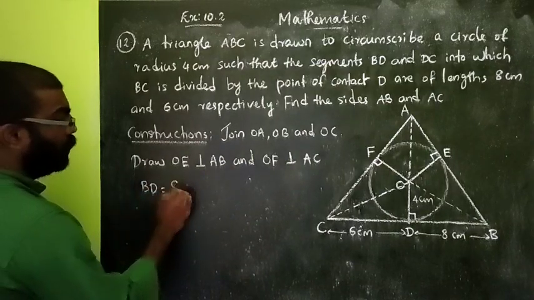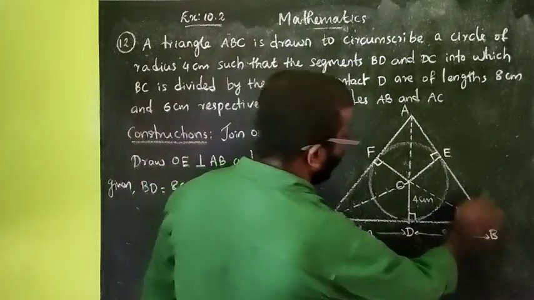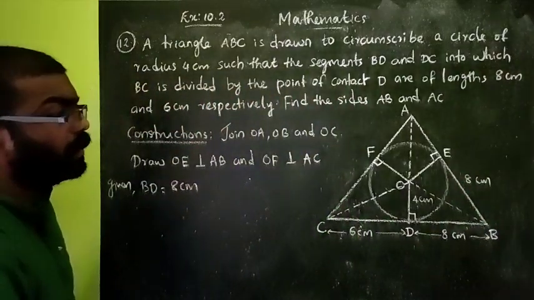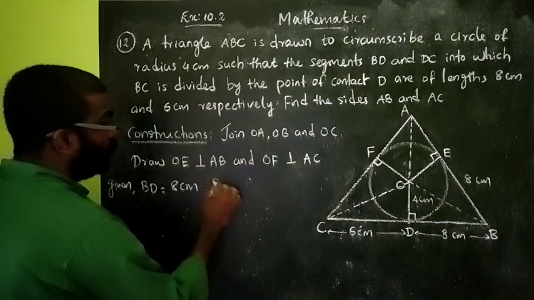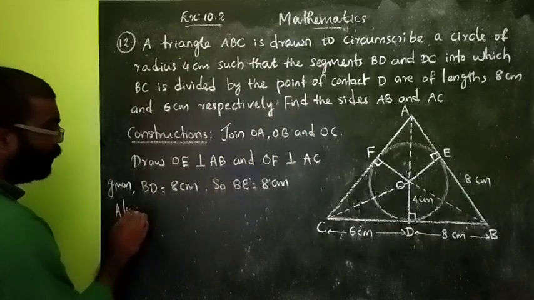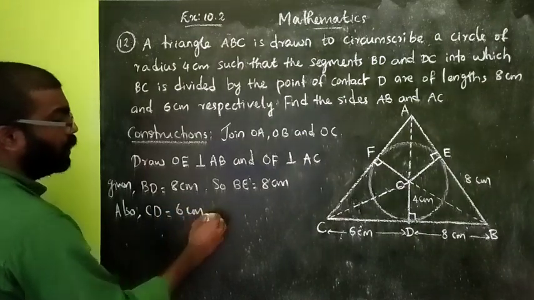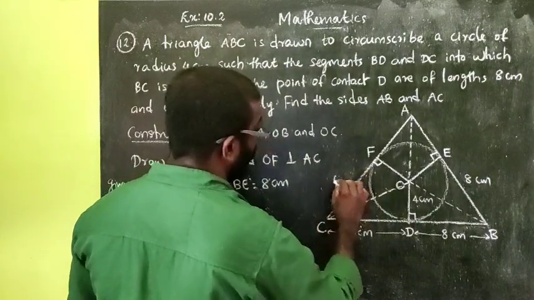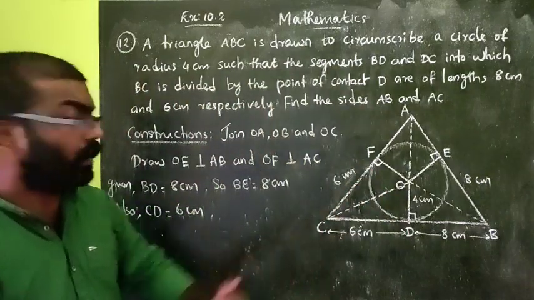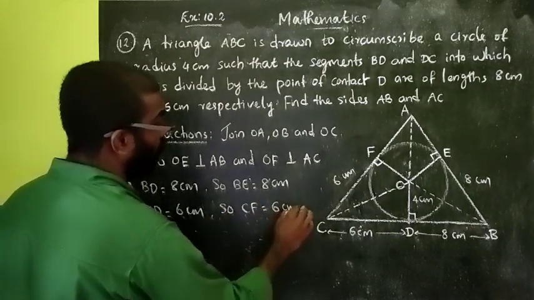So BD is equal to 8 cm, given, which implies BE is also equal to 8 cm, because BD and BE are tangents from the point B. So BE is equal to 8 centimeters. Also given CD is 6 centimeters, so CF is also 6 centimeters, because CD and CF are tangents from the point C.